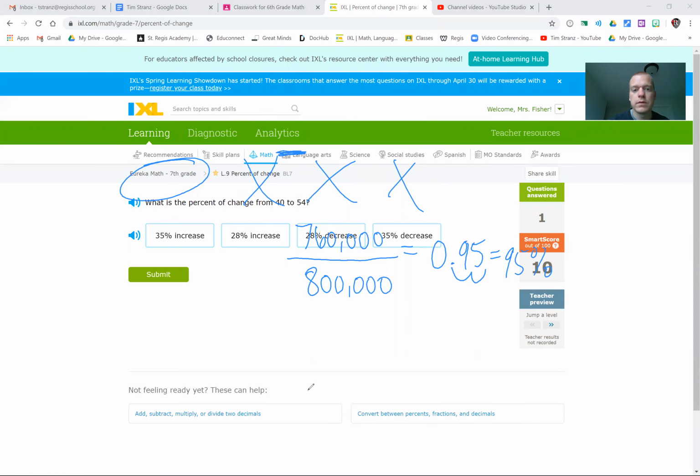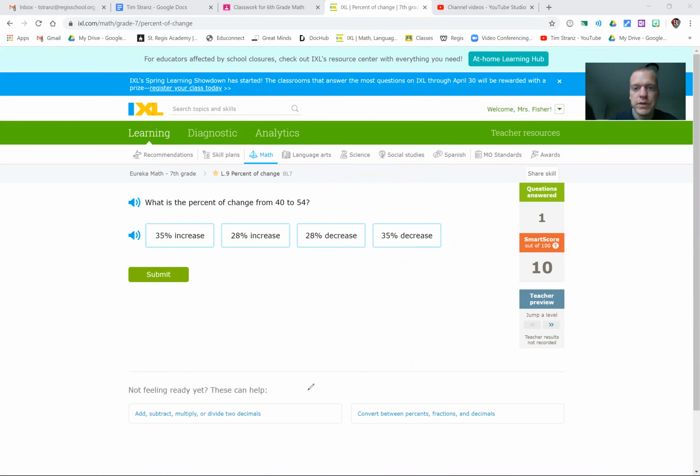Now, all right, so now we're going from 40 up to 54. So 40 to 54 is a change of 14. You're going over your original amount, which is this number right here. 14 divided by 40, right? Again, I don't mind if you actually use a calculator for this part. 14 divided by 40 is 0.35, which is 35%. So you're going up 35%, so it's a 35% increase. Okay, let's look at some harder ones.